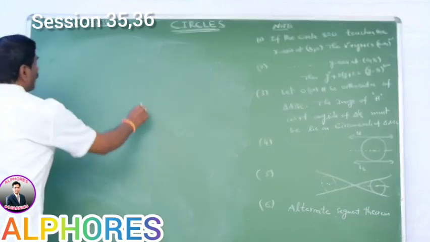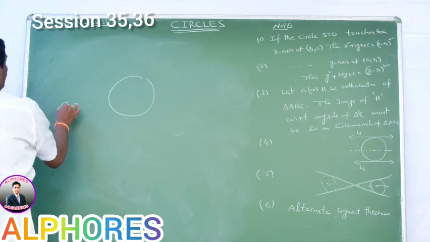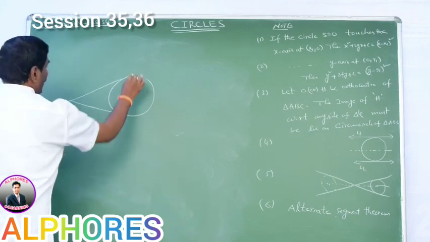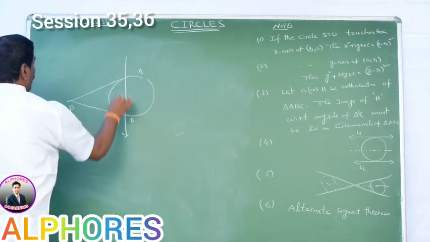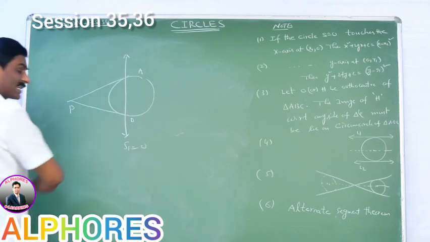Next, chord of contact. What is the equation of the chord of contact? Let P(x1, y1) be an exterior point, and PA, PB be tangents. Then the chord AB is said to be the chord of contact. The equation of this chord of contact is S1 is equal to 0.